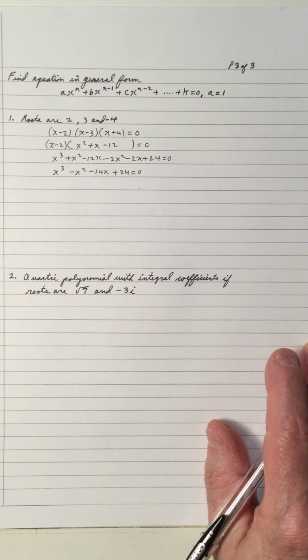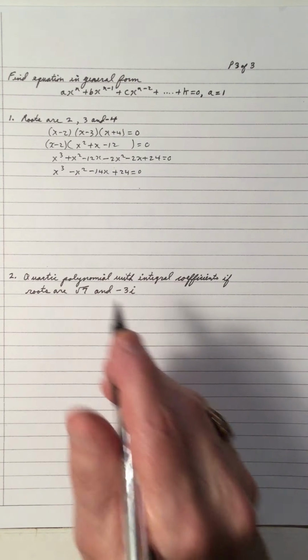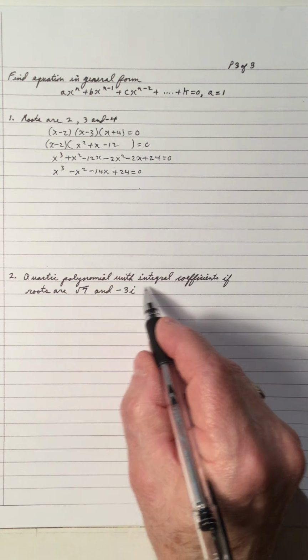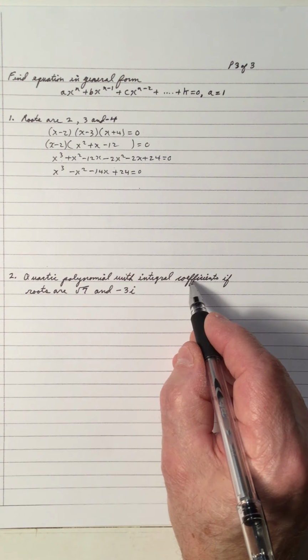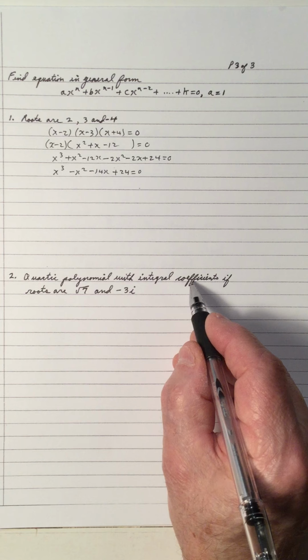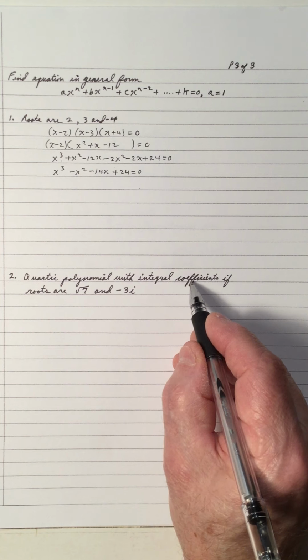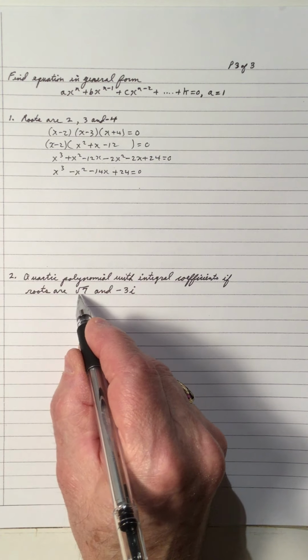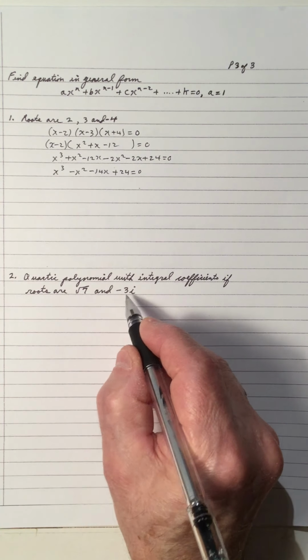And second one to do, don't forget to pause the video and work your answer out before I do. The quartic polynomial. Quartic is degree 4 with integral coefficients. The coefficients are integers. We don't want fractions. We don't want irrational numbers. We don't want i's. Got to be integral, integers. If the roots are root 7 and a negative 3i.